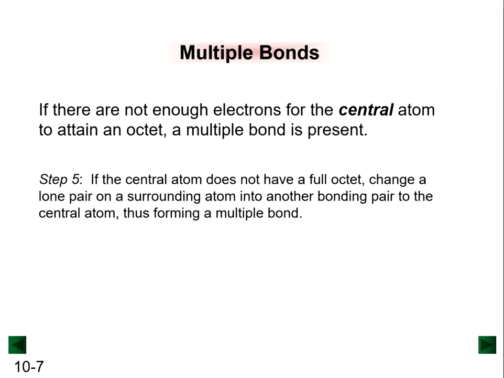So the reason we draw multiple bonds is if there are not enough electrons for the central atom to attain an octet, a multiple bond will be present, and that will help us to see what is a better representation of the molecule. It's important to understand that these are representations, and we'll see what we mean about this later on. But generally, we have ways to measure bond strengths using various spectroscopic techniques or thermodynamic techniques, and they'll tell us whether we have a single or a double or a triple bond. So our Lewis dot structure then should be consistent with that chemical or experimental data.